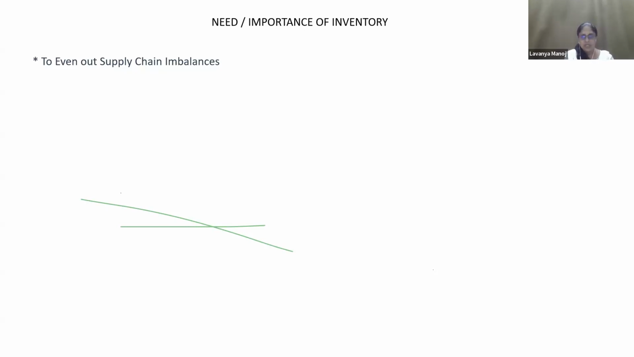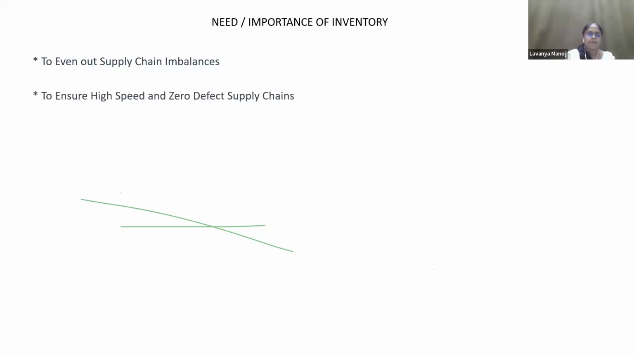So to even out the supply chain imbalances, to avoid stock-out situations: when market demand is more, if you can't supply the market the required quantity of the goods, then customers are lost, the business is lost. So of course the inventory has to be kept readily available in the factory floor or in the warehouse. Whenever the marketing people or the operations people sense a sudden increase in demand, immediately the product can be taken out from the shelf, production can be done and sent to the market.